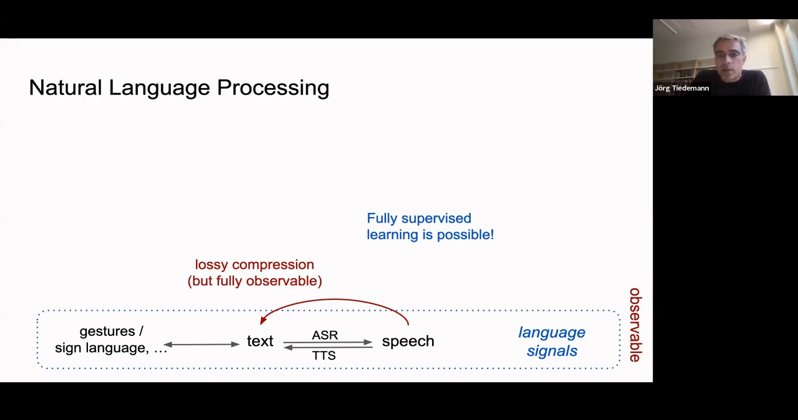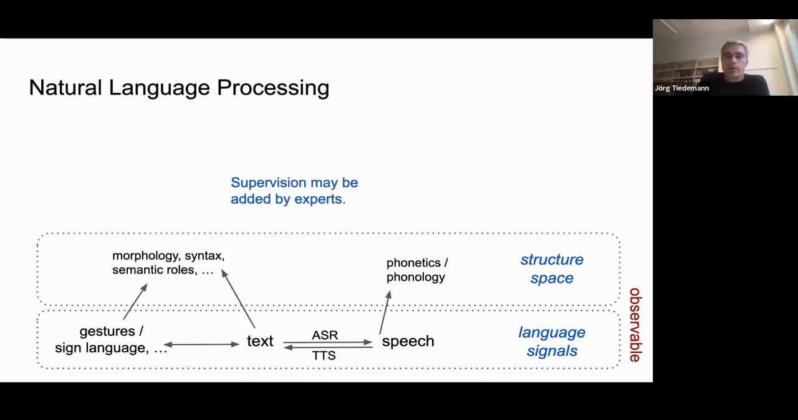So that's that part. And then the next level would be to go into what I call here now a structure space. As we know, there's a certain structure in language signals as they combine to each other, combine compositionally.